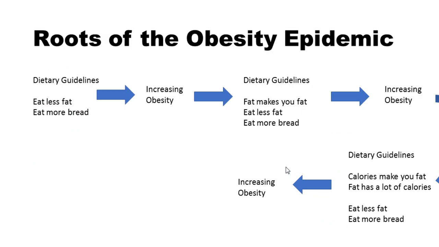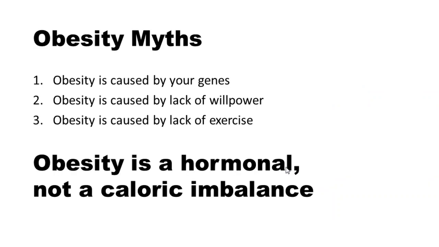So this is sort of the roots of the obesity epidemic, sort of how we got there. So we started with the dietary guidelines: eat less fat, eat more bread. And we got more obesity, right? This was designed against heart disease, not obesity. But as people got more obese, then they said, well, fat also makes you fat. So eat less fat, eat more bread. And then, of course, there was more obesity after that. So then they said, well, it's actually calories that make you fat. Fat has a lot of calories. Eat less fat, eat more bread. And that's where we are today. And that's sort of how it all came around.